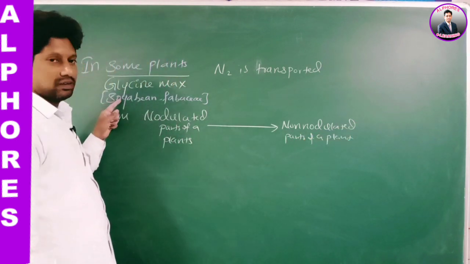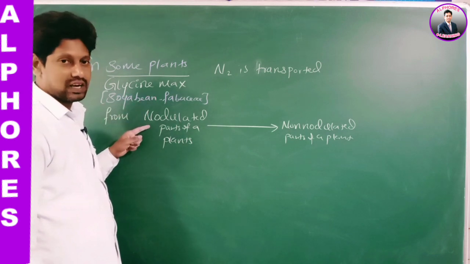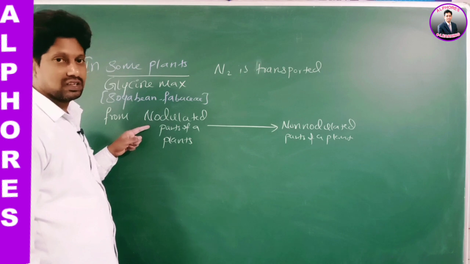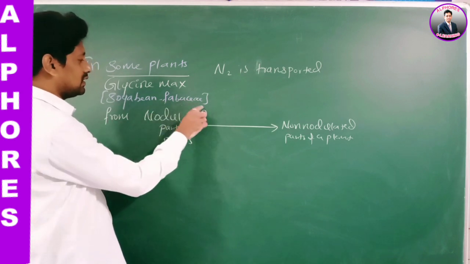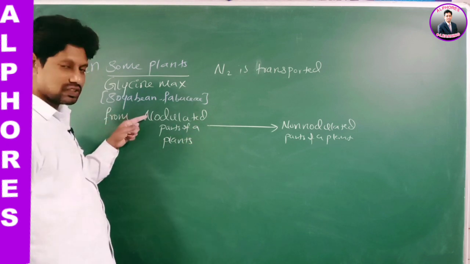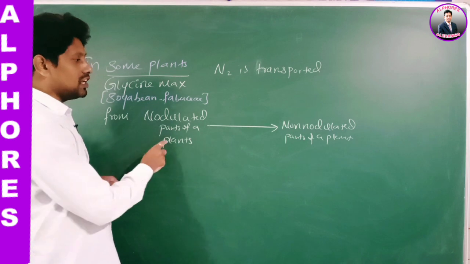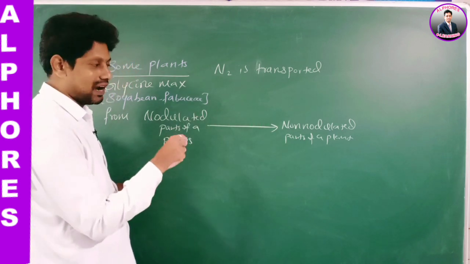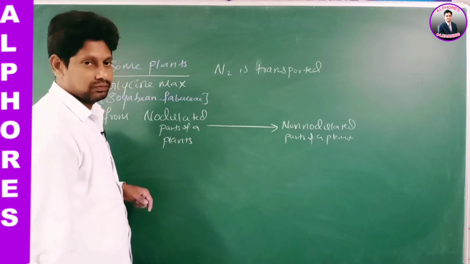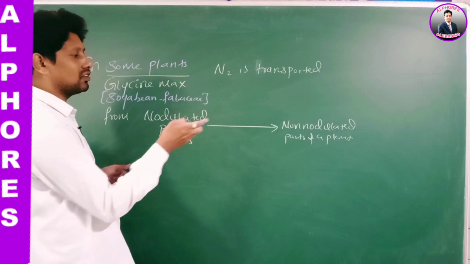See this statement. Sir, soybean, Fabaceae, has nodular roots. In nodules, what is fixed? Nitrogen is fixed. This nitrogen which is present in the nodules is moving to non-nodulated parts of the plant. It means the parts of a plant without nodules. Therefore, from the nodulated part of the plant to the non-nodulated part of the plant.